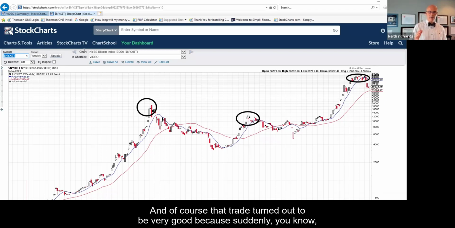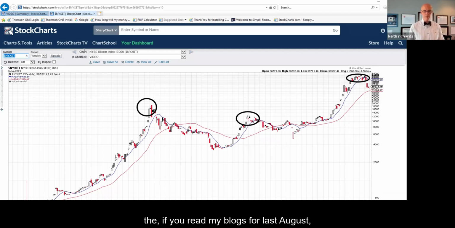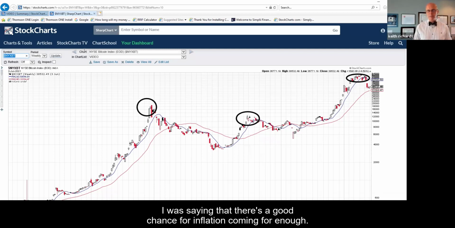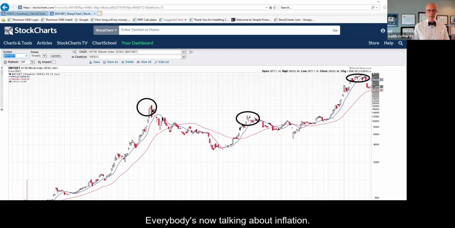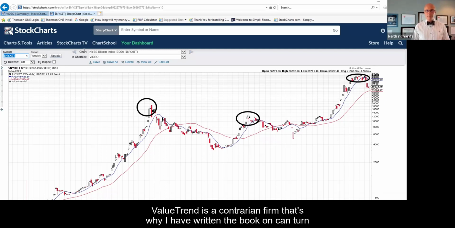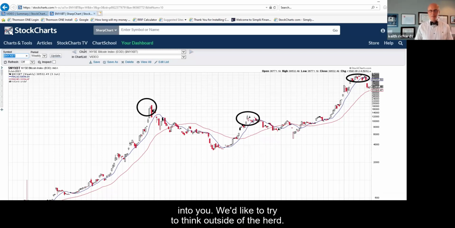And of course, that trade turned out to be very good because suddenly, if you read my blogs from last August, I was saying that there's a good chance for inflation coming. Sure enough, everybody's now talking about inflation. Value Trend is a contrarian firm. That's why I've written the book on contrarian thinking. We like to try to think outside of the herd. And right now the herd is talking about inflation.